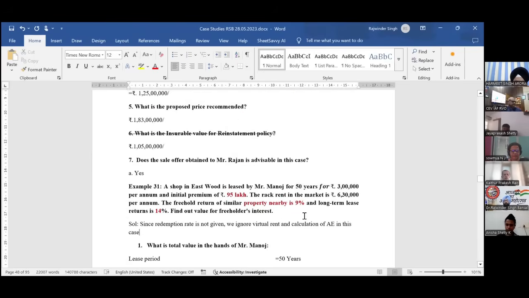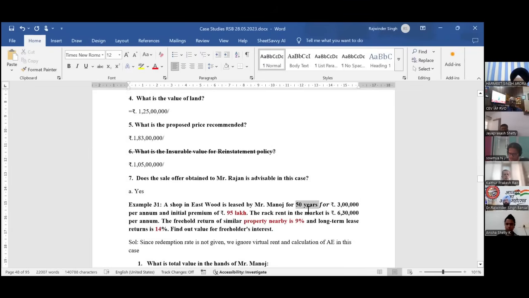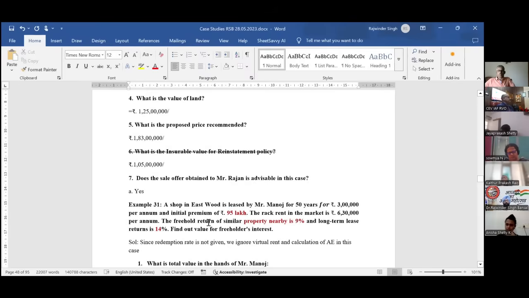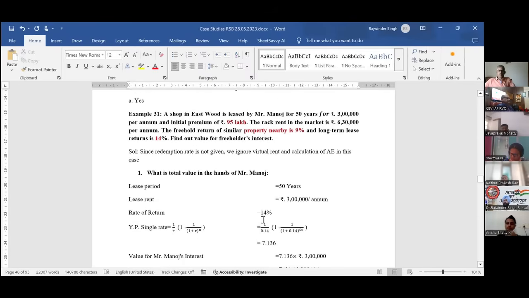See here, long-term lease return is 14%. See here, it is 50 years. If the lease is 50 years, which YP will you be using? Perpetual. If it is more than 50 years, means 51 years, then you will be using perpetual. Otherwise, it will not make much difference, because YP single rate is 7.136 and YP perpetual will also be approximately 7.14.